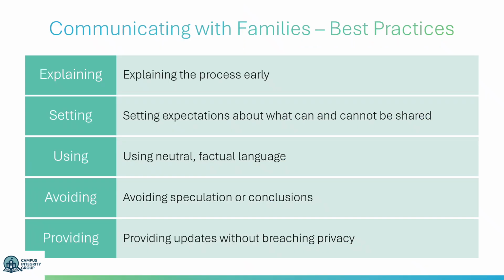Best practices for communicating with families. Families often want information quickly. The key is to communicate clearly about the process without sharing too many details. Use neutral, factual language and repeated consistency, and that will help reduce speculation while protecting confidentiality. So explain early, set expectations, use neutral language, avoid speculating, and provide updates without breaching privacy.